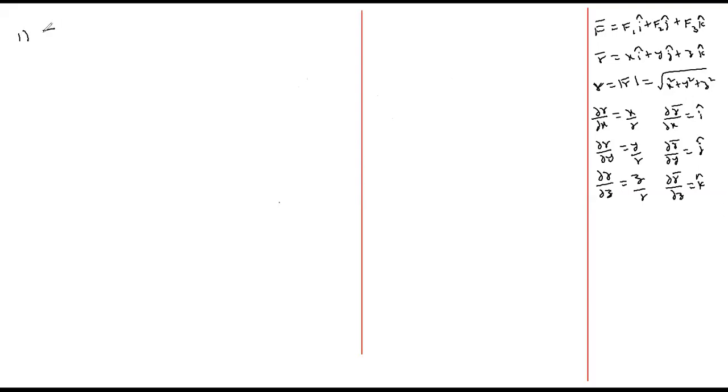Find out del r. How do I find out del r? What is the definition of del r? Sigma i dou r by dou x. Okay, am I right? That is the basic definition of gradient, right?